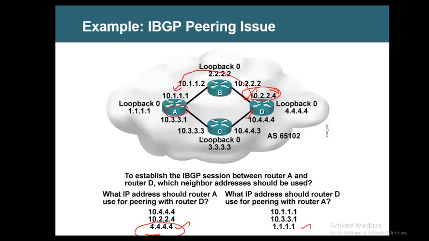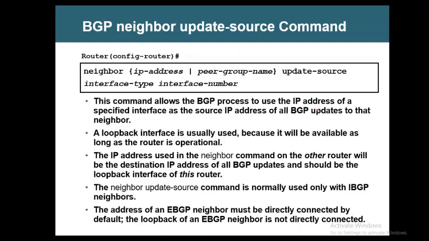So what is the solution? The solution is, instead of sourcing with the outbound interface, which is the default, you need to source it with the loopback interface. The command to do that is update-source, followed by the neighbor IP address and the loopback interface.